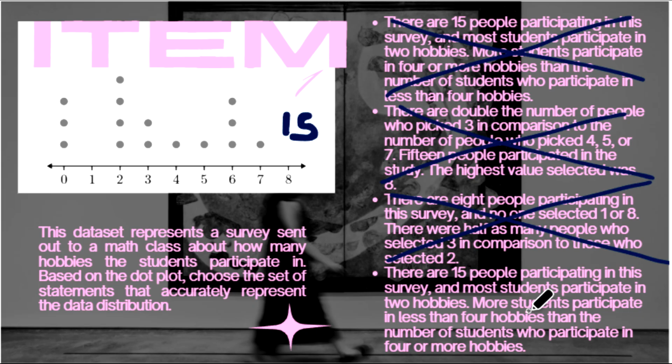To be on the safe side, work through it, make sure it's actually right. There are 15 people participating in this survey. Yes. And most students participate in 2 hobbies. Yes. More students participate in less than 4 hobbies, so they put the cutoff in the same place, than the number of students who participate in more than 4 hobbies. And we know that because we already checked that. So this is your correct answer.